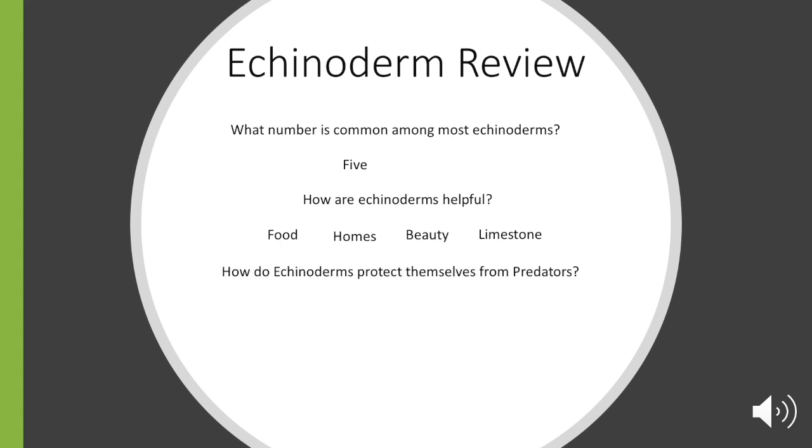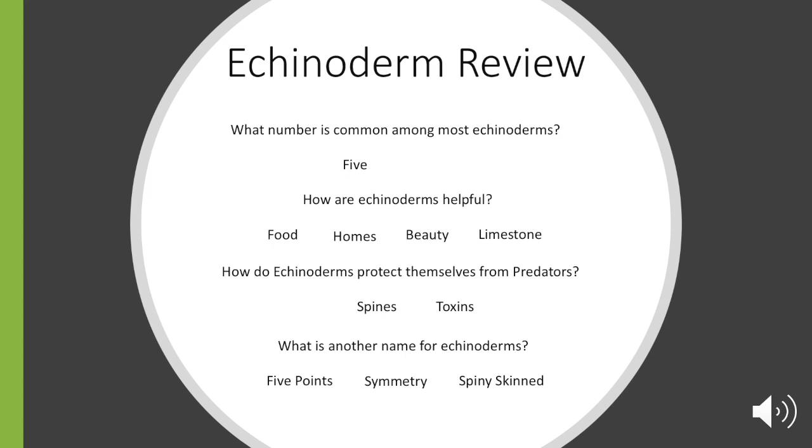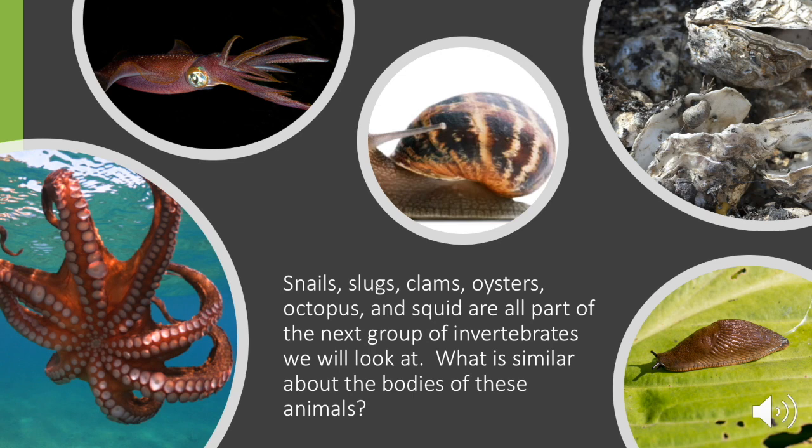How do echinoderms protect themselves from predators? Is it their camouflage, their spines, their toxins, or their speed? I believe it's spines and toxins. Yes, it is. What is another name for echinoderm? 5 points, symmetry, or spiny skinned? Spiny skinned, yes. All right, let's move on to the next group.